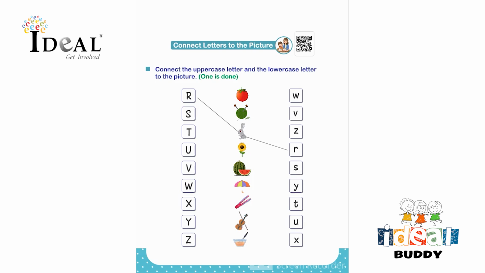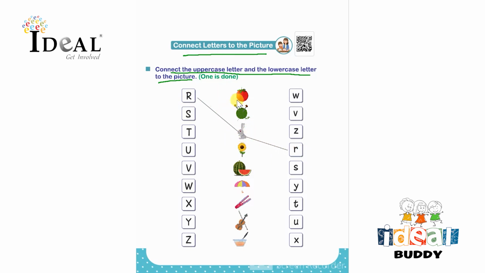Hello everyone. In this page, the child has to connect the letters to the pictures. That is, they have to connect the uppercase letter and the lowercase letter to the given picture. So, one is done for their reference over here. That is the rabbit. The picture is of a rabbit. The beginning sound is R and the letter is R. So, they have to connect the uppercase letter and the lowercase letter R to the given picture.